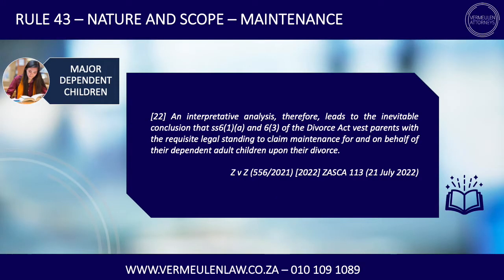And specifically at paragraph 22 of the judgment, ladies and gentlemen, the court says, an interpretive analysis therefore leads to the inevitable conclusion that sections 6.1c and 6.3 of the Divorce Act vest parents with the requisite legal standing to claim maintenance for and on behalf of their dependent adult children upon their divorce. In other words, folks, if you are getting divorced and you have major children, you can claim maintenance on behalf of your major dependent child.